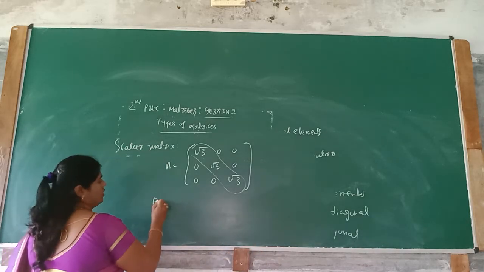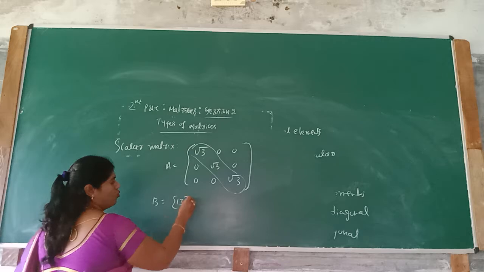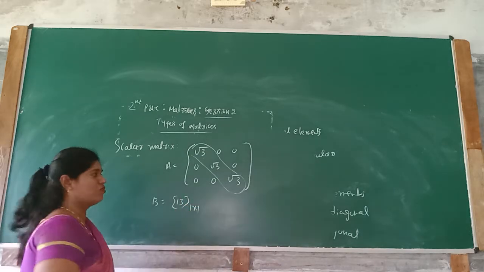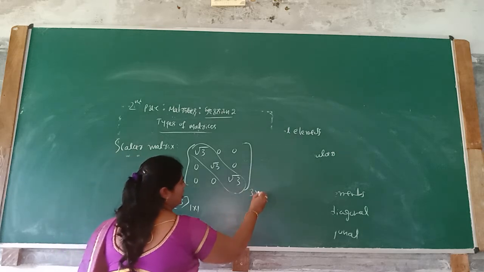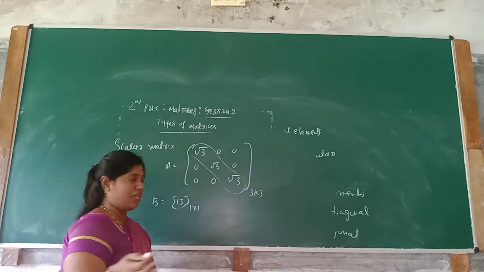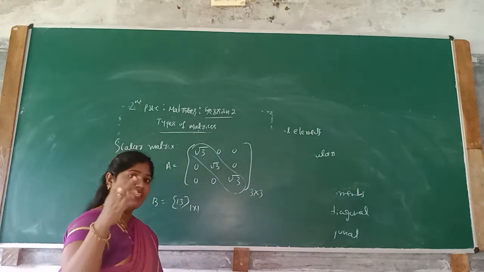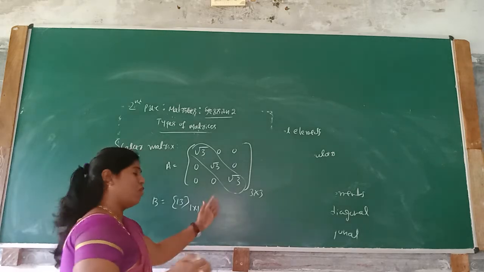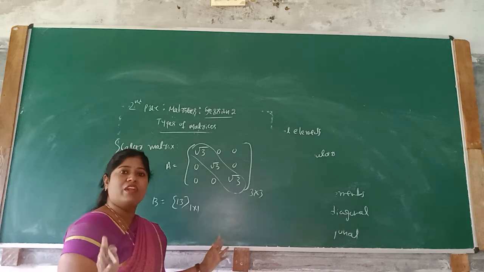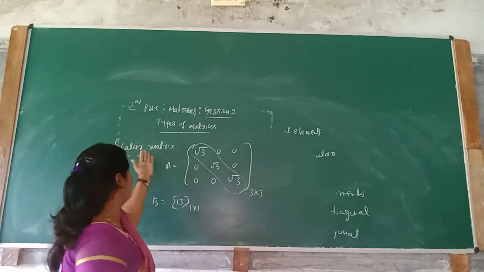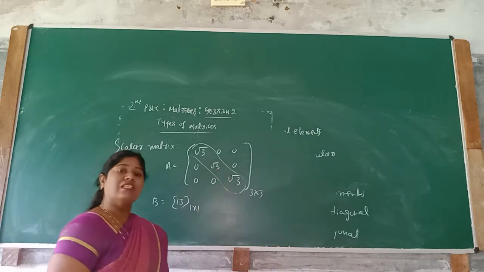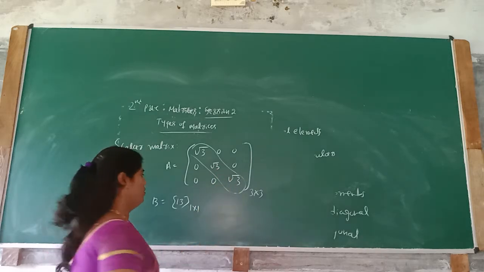For example, B is equal to 13. What is the order of the matrix here? The order of the matrix is 1 cross 1. Here it is 3 cross 3. The order should be the same. It is also a diagonal matrix, and a diagonal matrix is a square matrix: the number of rows is equal to the number of columns. So in a scalar matrix, the principal diagonal elements should be equal and the other elements are zeros.